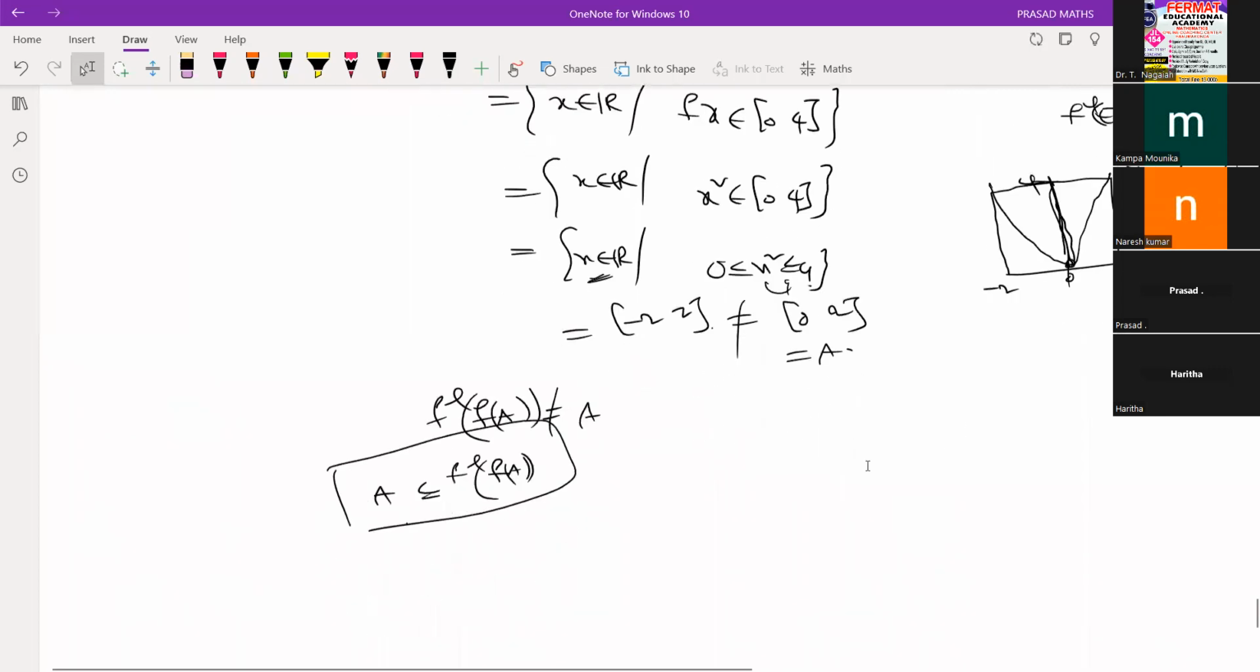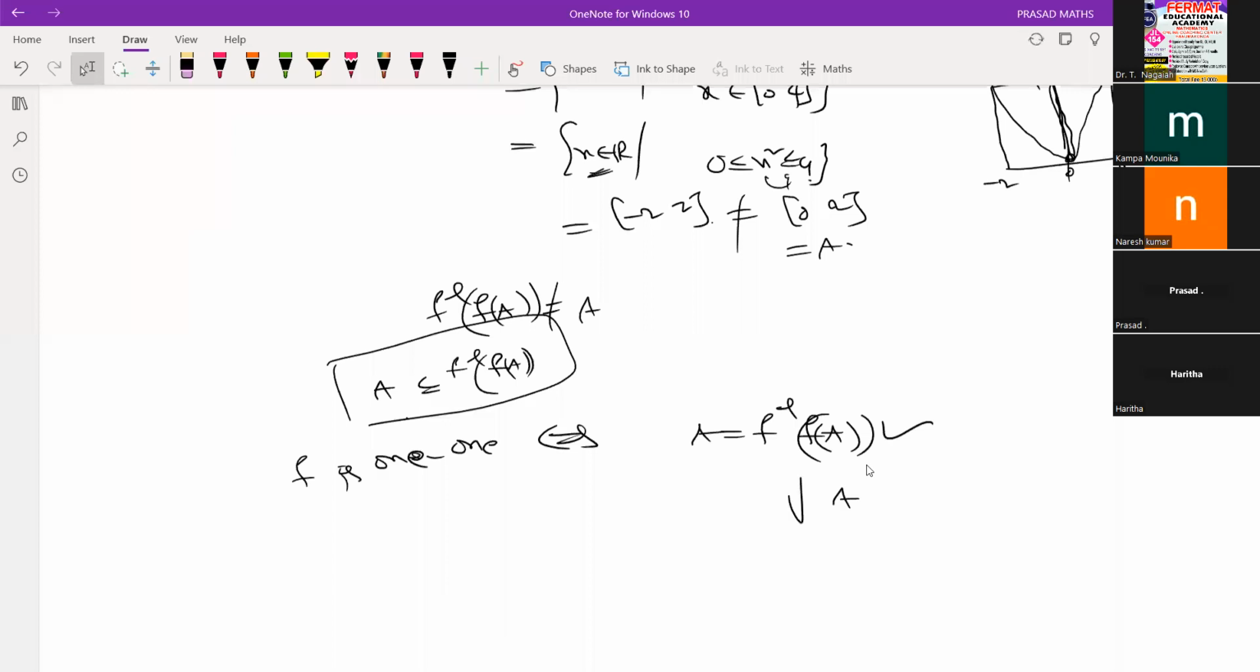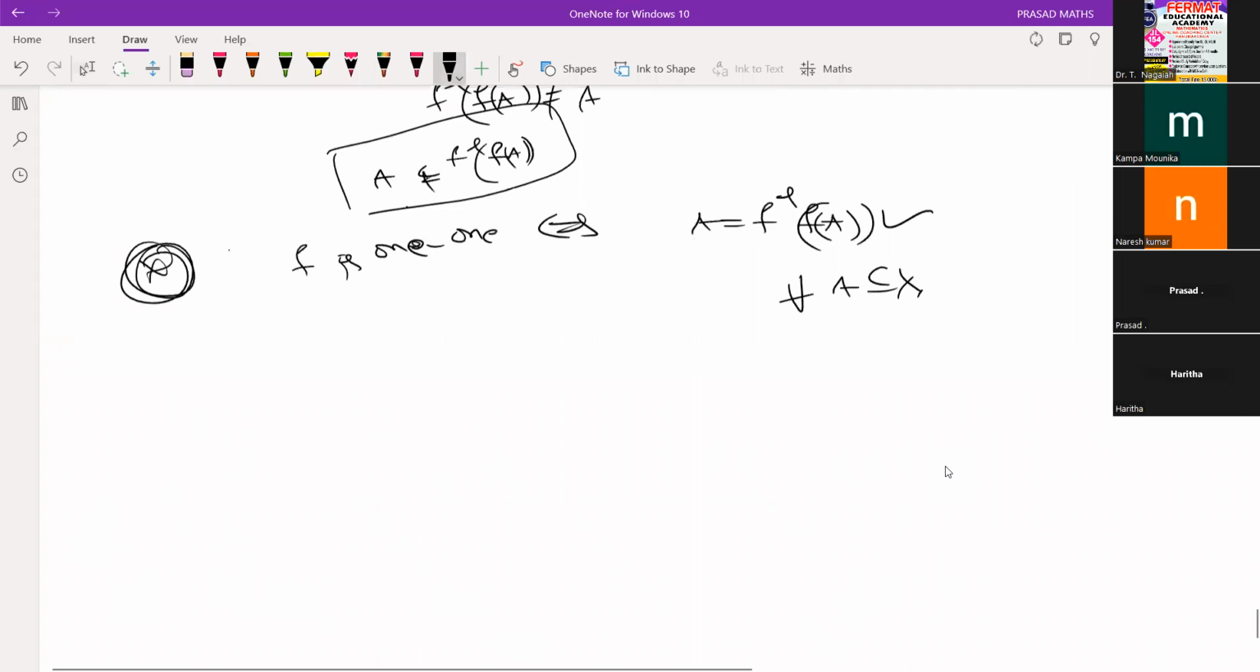Of course, it can be equal by taking another condition. If f is one-one function, these are equal. This is true for what? You take any subset of x. So in general, this is a proper subset. But the thing is, when you take one-one function, this is true. You can simply prove it, but I don't want to prove all the results. I don't want to write it as a theorem and prove it. Okay, this is also important.